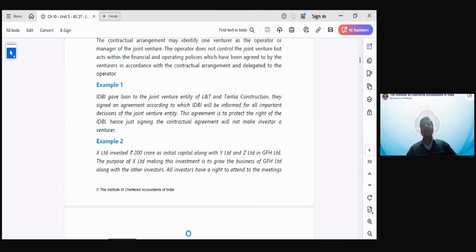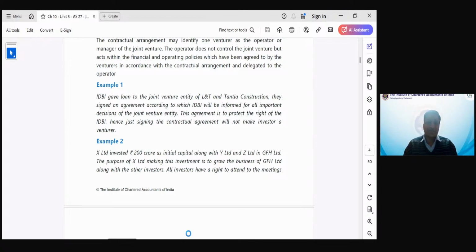Okay, so let's look at this example one. IDBI gave loan to joint venture entity of L&T and Tentia Corporation Construction. Okay, so there is a JV of two companies. So who are the two investors? L&T and Tentia. So these are the two investors. And they have a JV company. What is the JV company? Its name is not given. It's a JV.